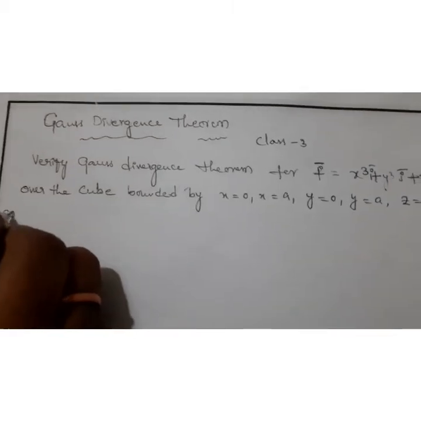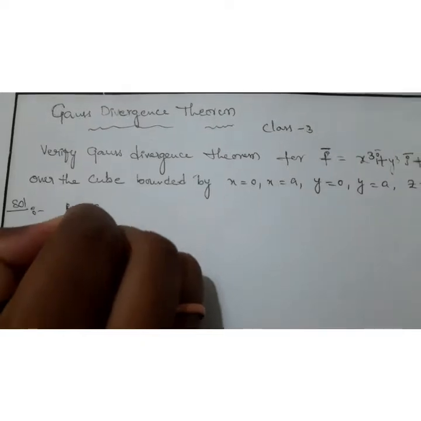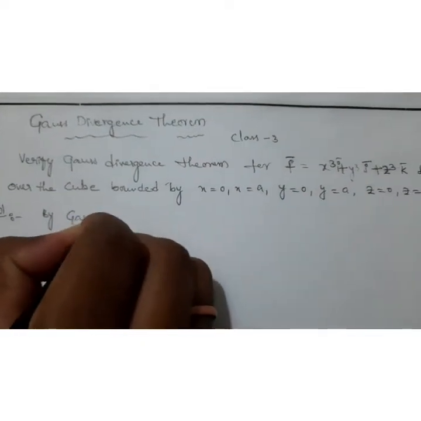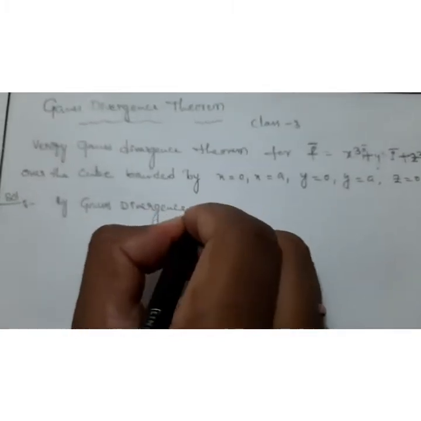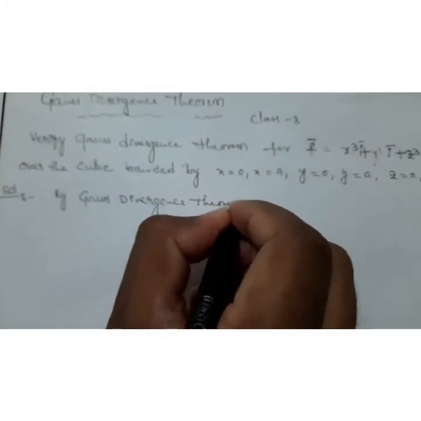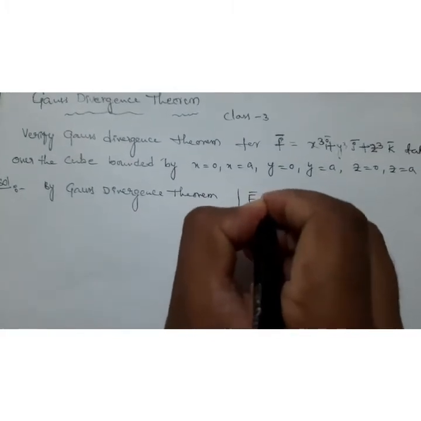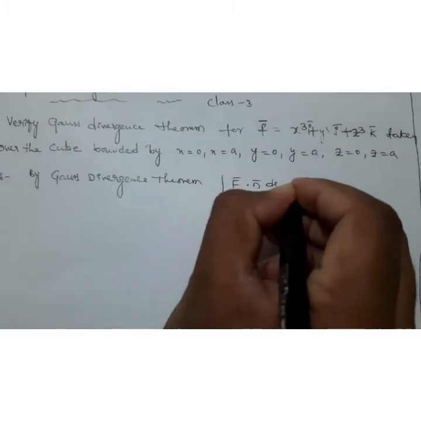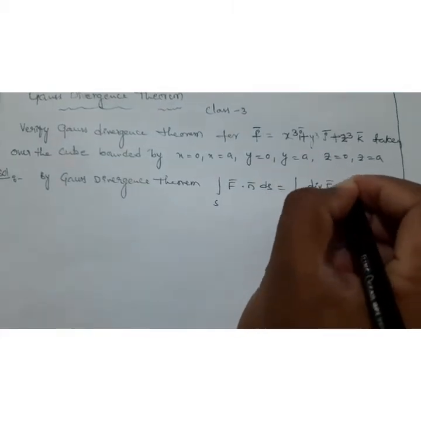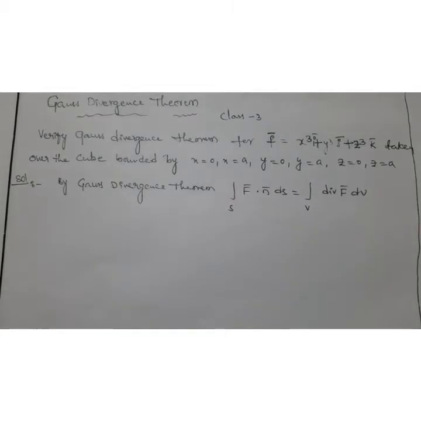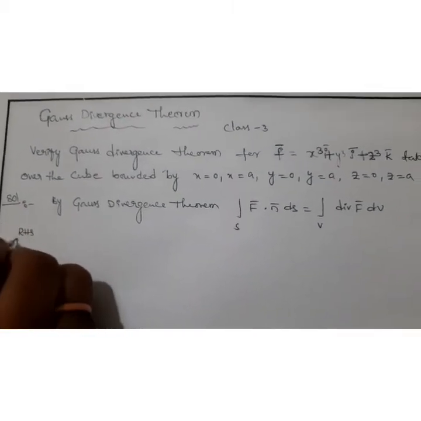Solution by Gauss divergence theorem: integral over S of F bar dot n bar into dS is equal to integral over V of divergence of F bar into dV. First I am finding the RHS value.